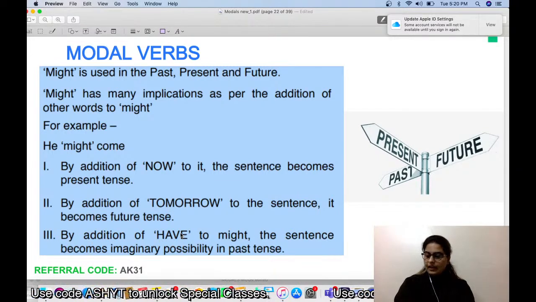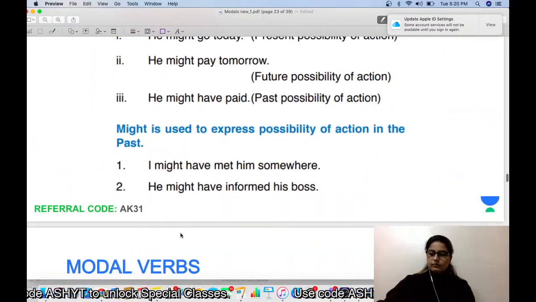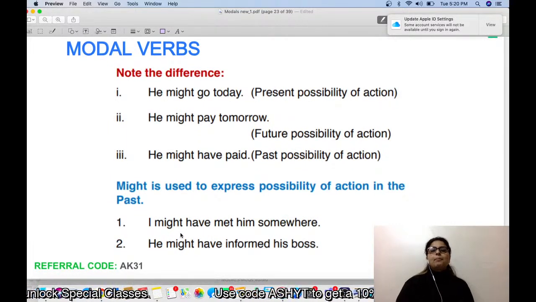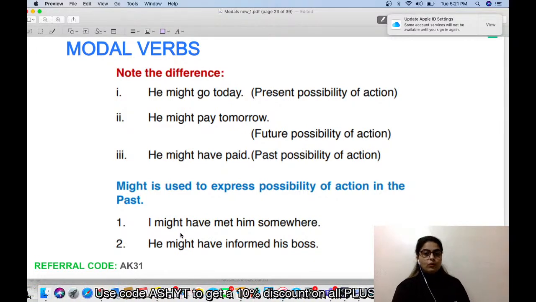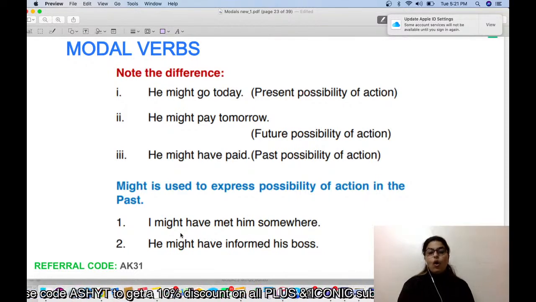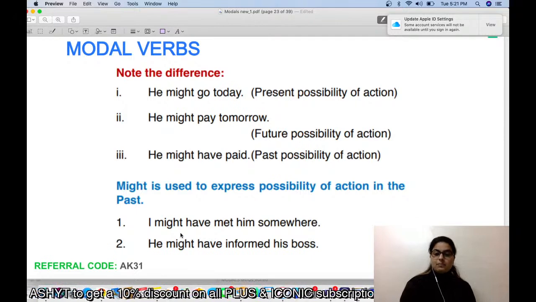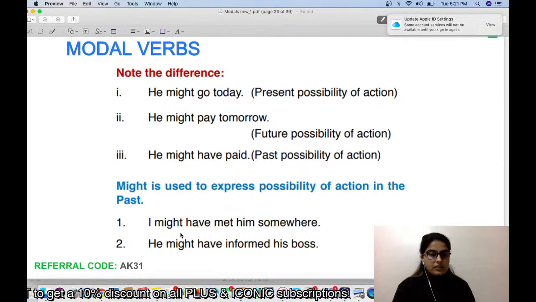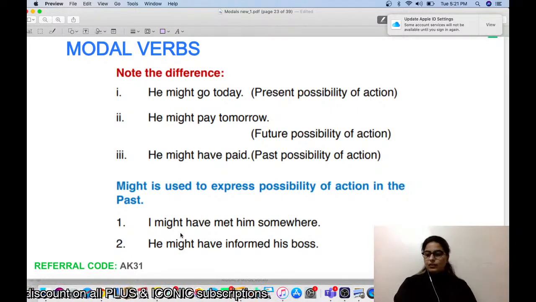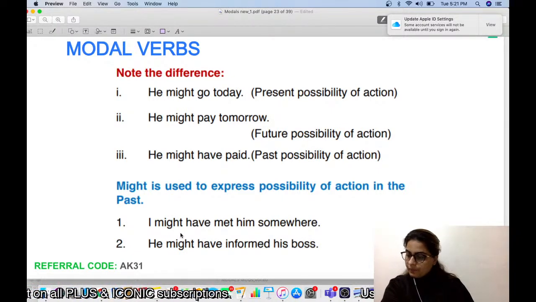Now moving ahead, we have these sentences like he might go today. This is about some present possibility of action. He might pay tomorrow. This is about something which is possible in future. Or he might have paid. It's about a possibility in past. Right? So this is how you can use might in 3 of the tenses.